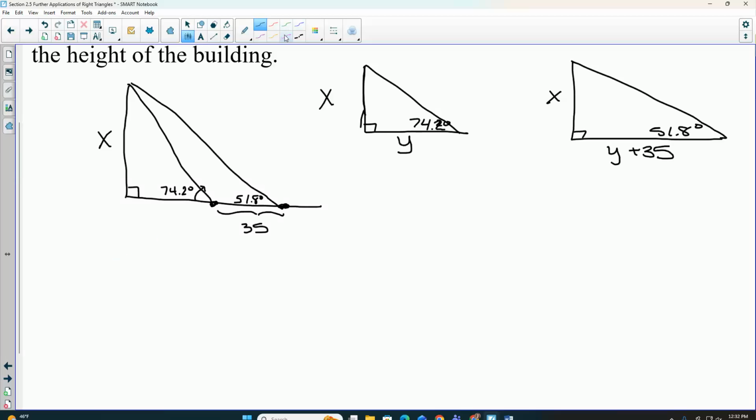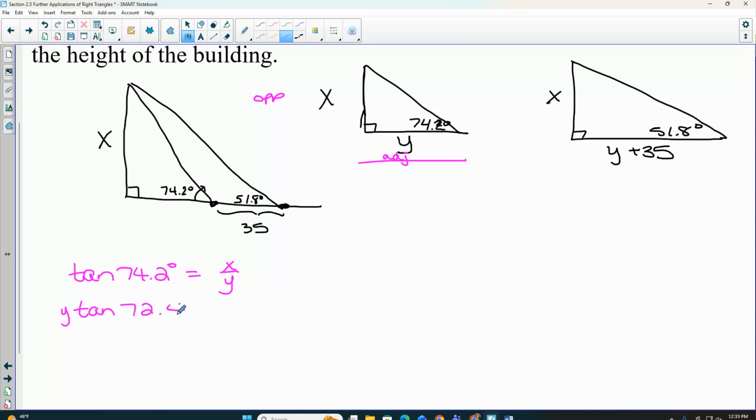So let's start with this first triangle. X is across from the angle, so that's the opposite. Y is touching it, not the hypotenuse, so that's our adjacent. So what trig function involves opposite and adjacent? So we could say the tangent of 74.2 degrees equals x over y. All right, I can multiply over my y, but I'm pretty well stuck at this point.